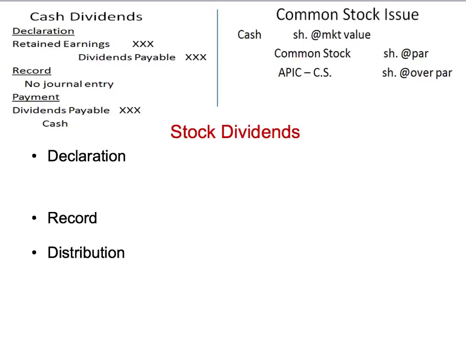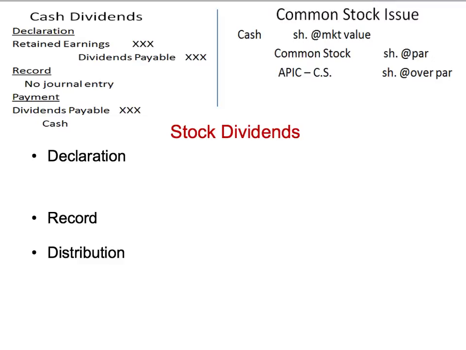First of all, on the declaration date, what happens? You've got retained earnings debited for the amount of dividends that you will be paying to your shareholders, and dividends payable, which is your current liability account, will be credited at the time. On the record date, there's nothing to record. Financial position has not changed, so accounting-wise, there's nothing to do. On the payment date, you will take your current liability account and pay it off when you cut the checks to your shareholders.